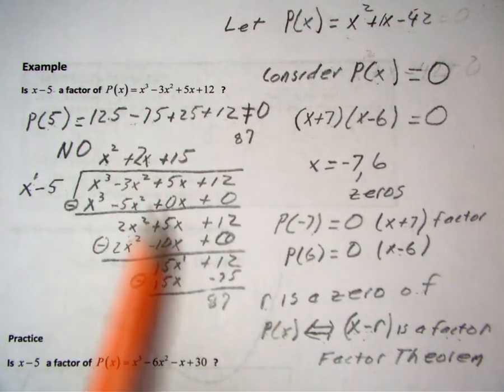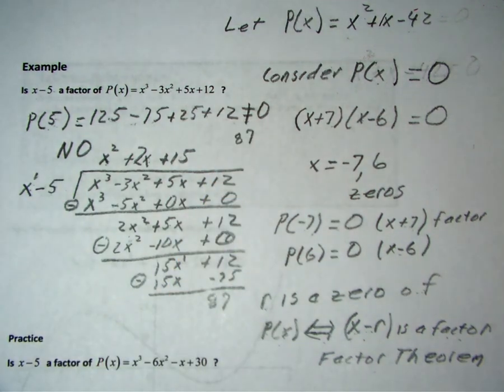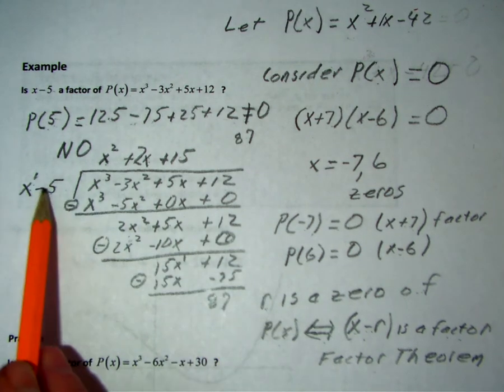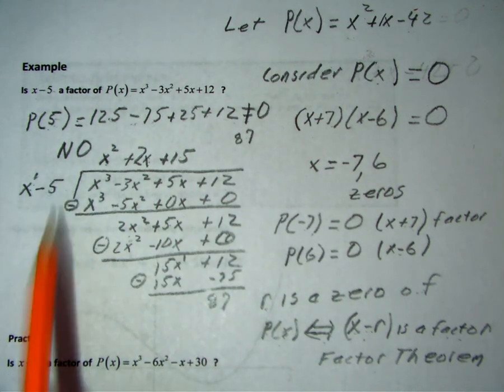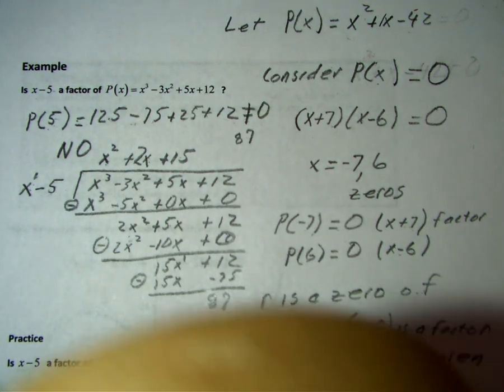So you see, this is a much shorter way of determining whether something's a factor. The fact that you have a remainder means that x minus 5 could not have been a factor to begin with. Now, what I'm going to do right underneath this, folks, I'm a little out of room, but I've thought about this in advance for once.